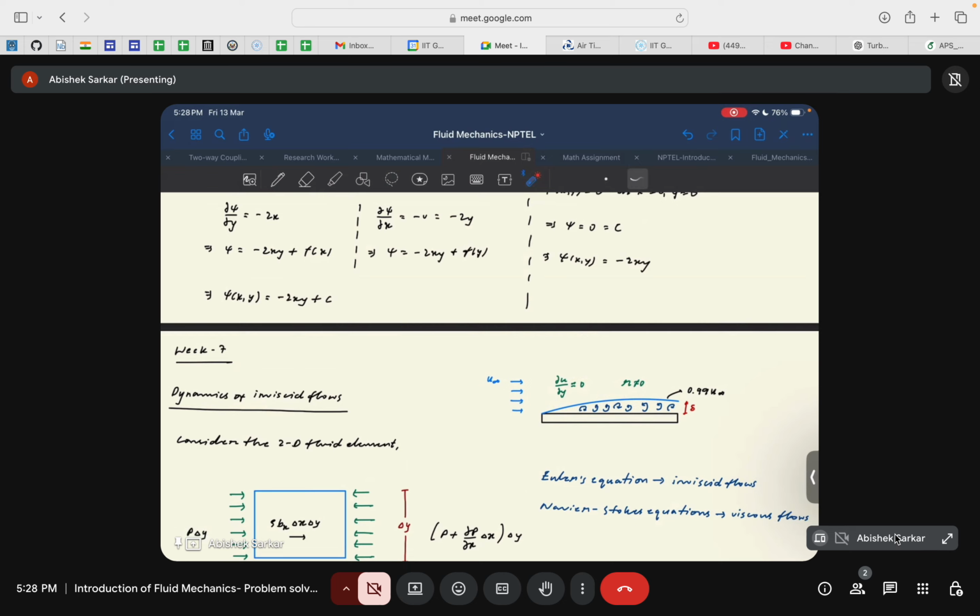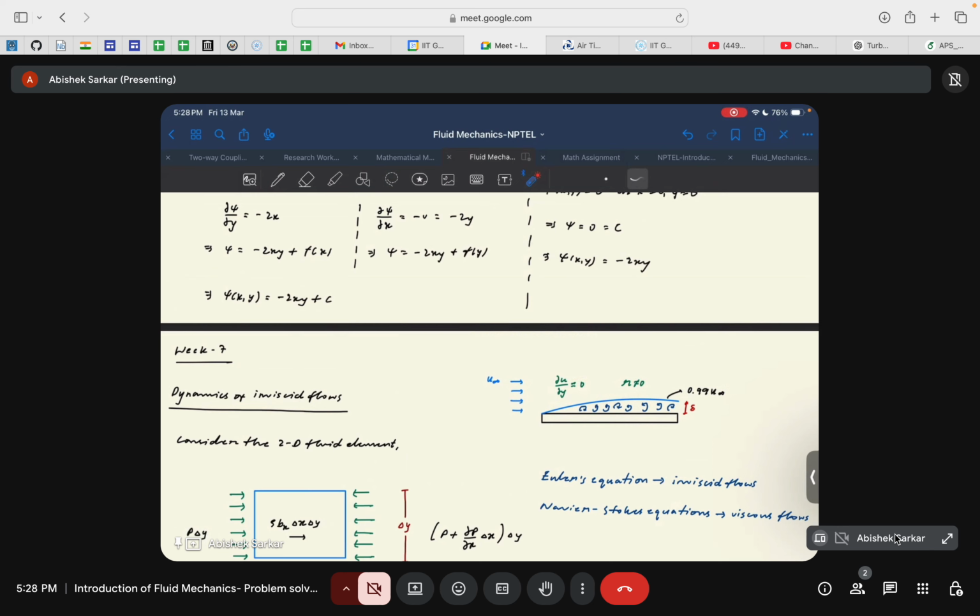That's why the study of inviscid flows turns out to be one of the fundamental portions of any basic fluid mechanics course. Okay, so I hope with this the necessity of studying inviscid flows becomes clear.